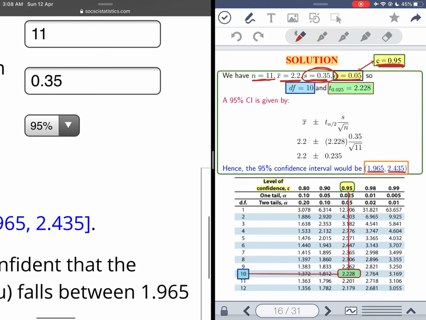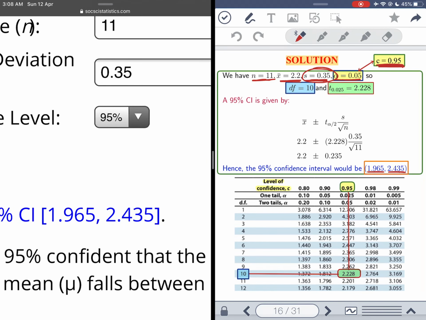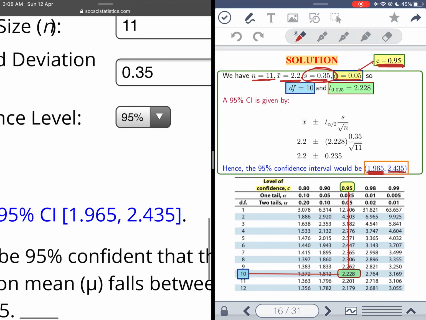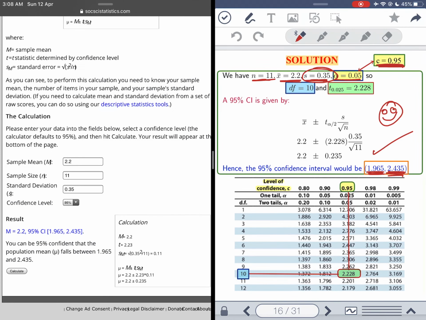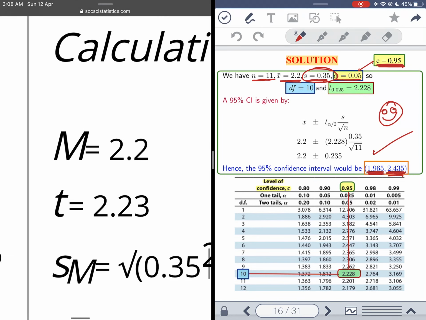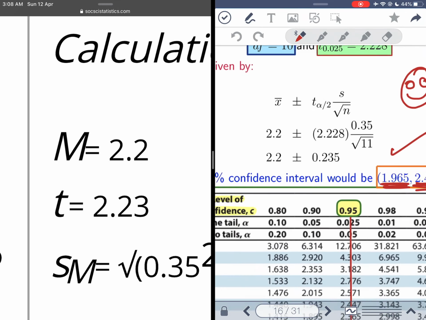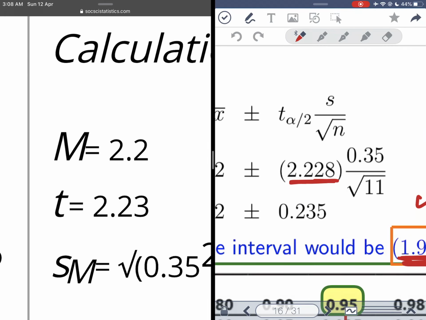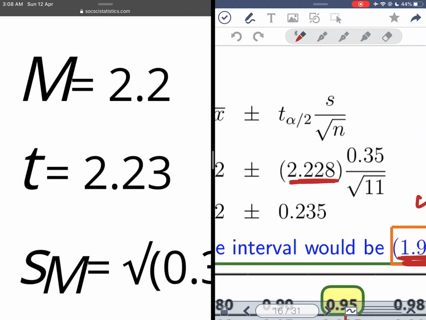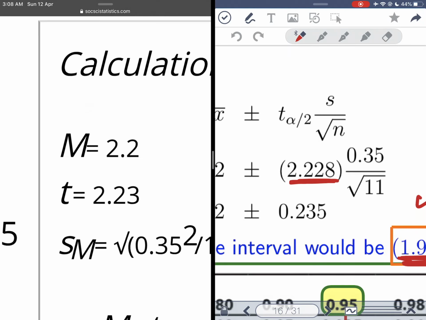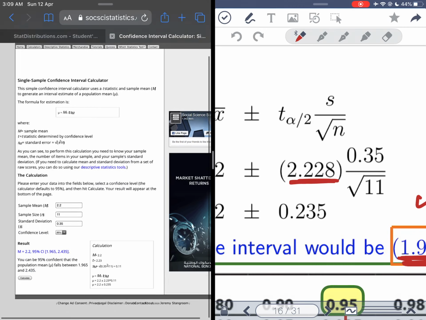Look at this. 1.965 to 2.435. Yes, exactly. And let's put a very happy face, now that you know you can get this 95% confidence interval just by entering these numbers. Now there are limitations to this. By the way, here t is given as 2.23. Notice that the right value is 2.228, but here they're approximating t to 2 digits. It's okay. But sometimes we ask more conceptual questions.